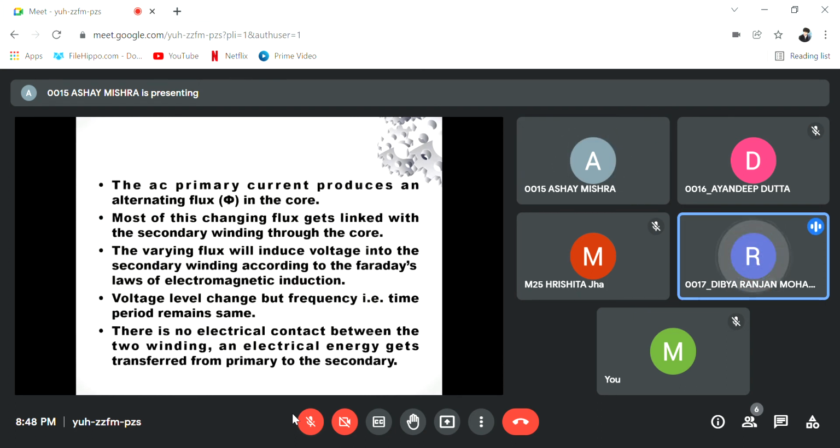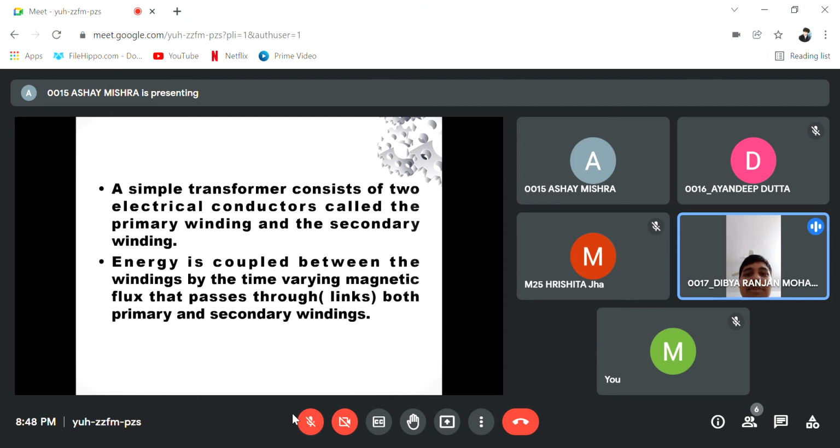The AC primary current produces an alternating flux in the core. Most of this changing flux gets linked with the secondary winding through the core. The varying flux will induce voltage into the secondary winding according to Faraday's laws of electromagnetic induction. Voltage level changes but frequency, that is time period, remains the same. There is no electrical contact between the two windings, and electrical energy gets transferred from primary to the secondary.